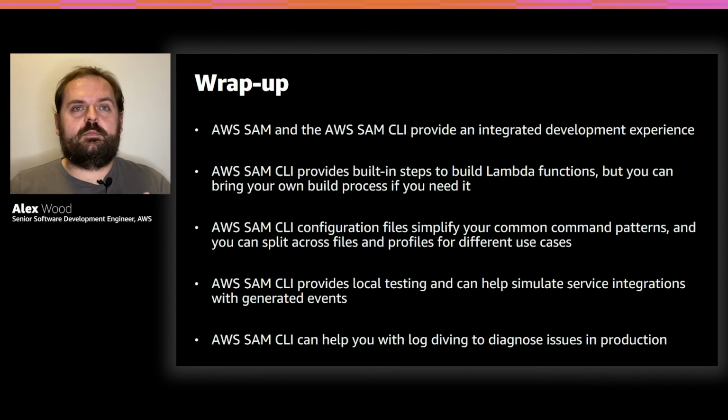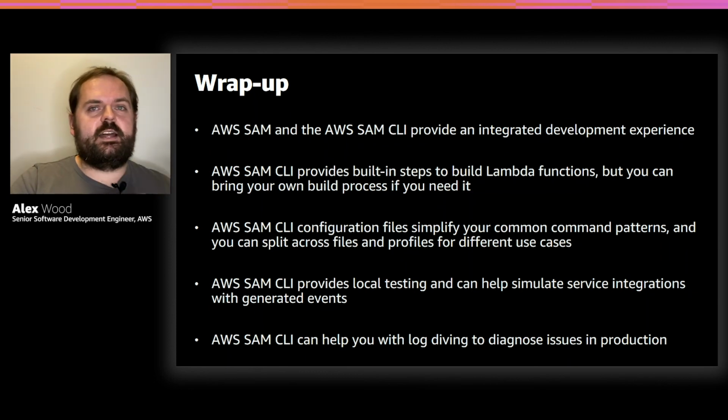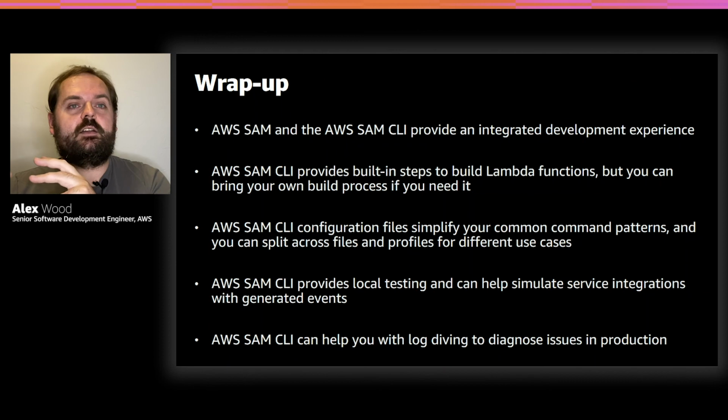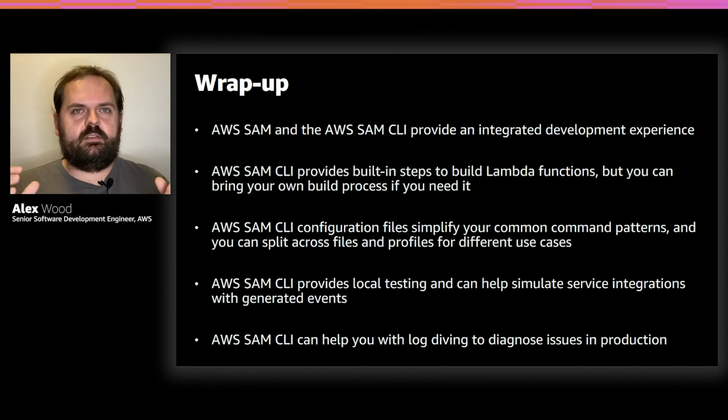The AWS SAM CLI also has those configuration files that help you to simplify your commonly used command patterns. And again, you have the ability to split across different files, to split across different profiles, to better organize your development environment as you get a larger number of stacks or regions or targets or parameters that can go into your templates. And that works for functions beyond simply deploy through the guided command. Again, through to local testing, there are a large number of events that you can generate that really help to simplify the experience of simulating service integrations using those generated events.